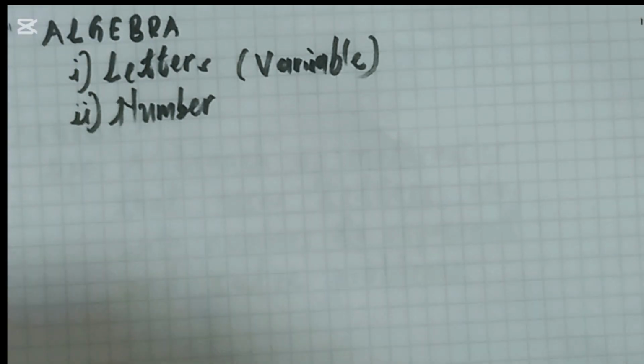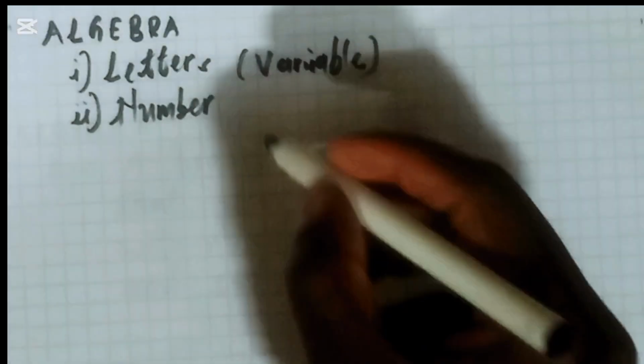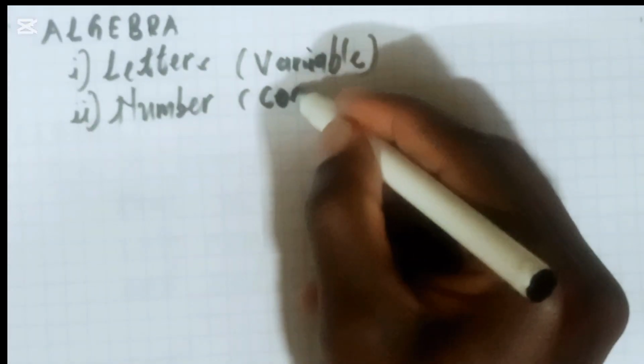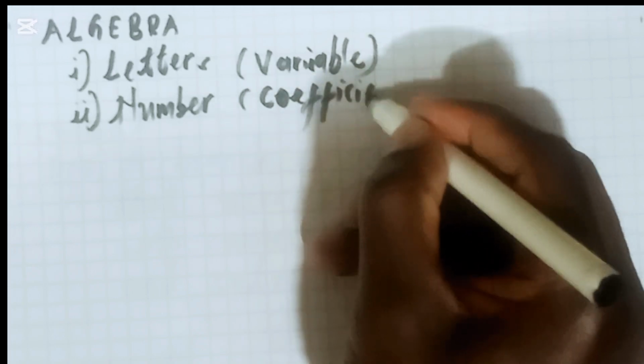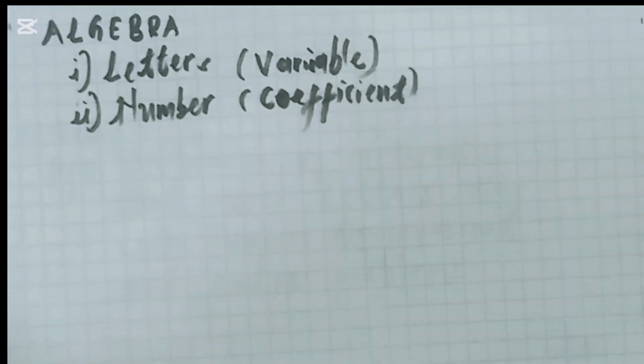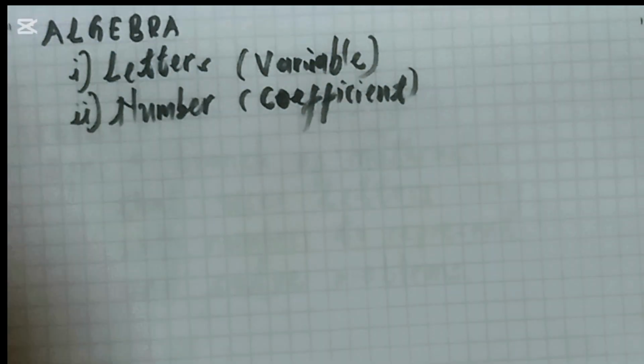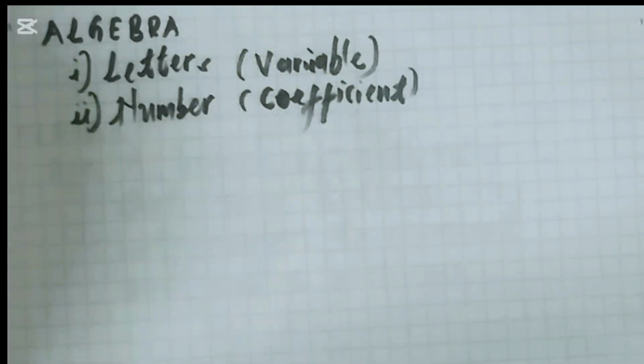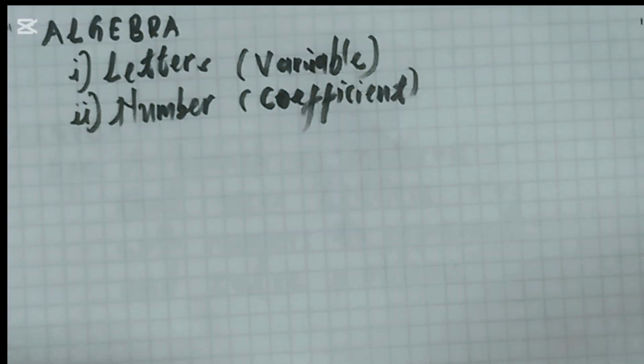And then the numbers that usually we have in these algebraic expressions, we always call them coefficients. These range from negative integers to positive integers. They could be all numbers, they could be fractions, they could be decimals. Anything that is numeric, we call it a coefficient. Now, let me give you an example of what I'm talking about here.